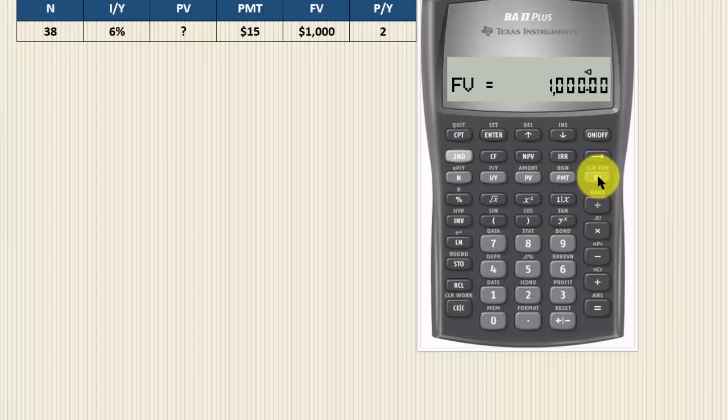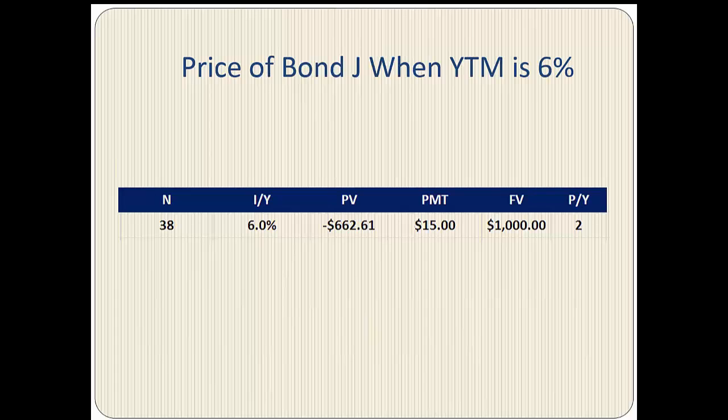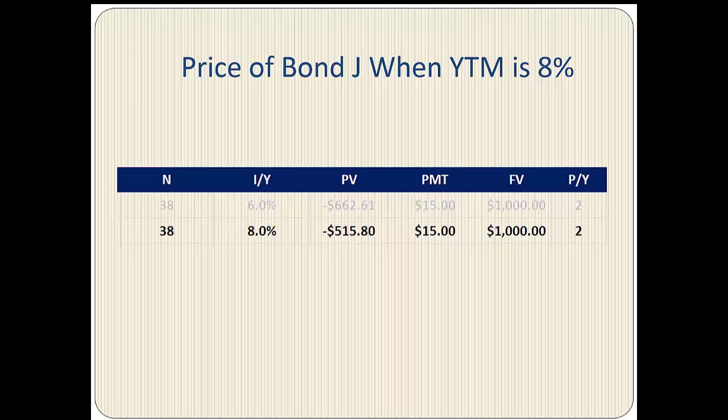And we need to make sure that we set payments per year equals 2 because we have 2 coupon payments every year. Now we calculate present value. So here we have the price of the bond with the yield to maturity of 6% to be $662.61.